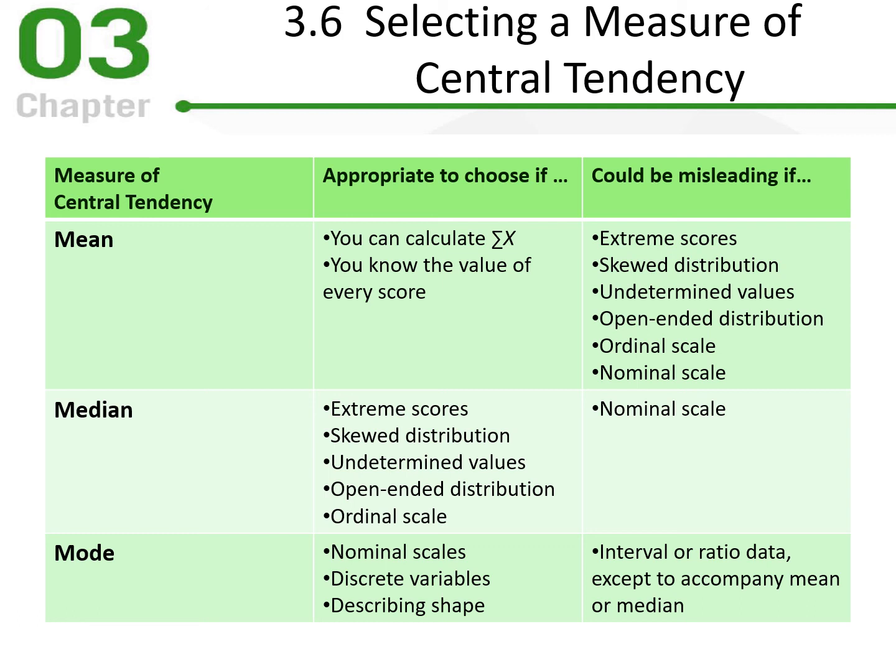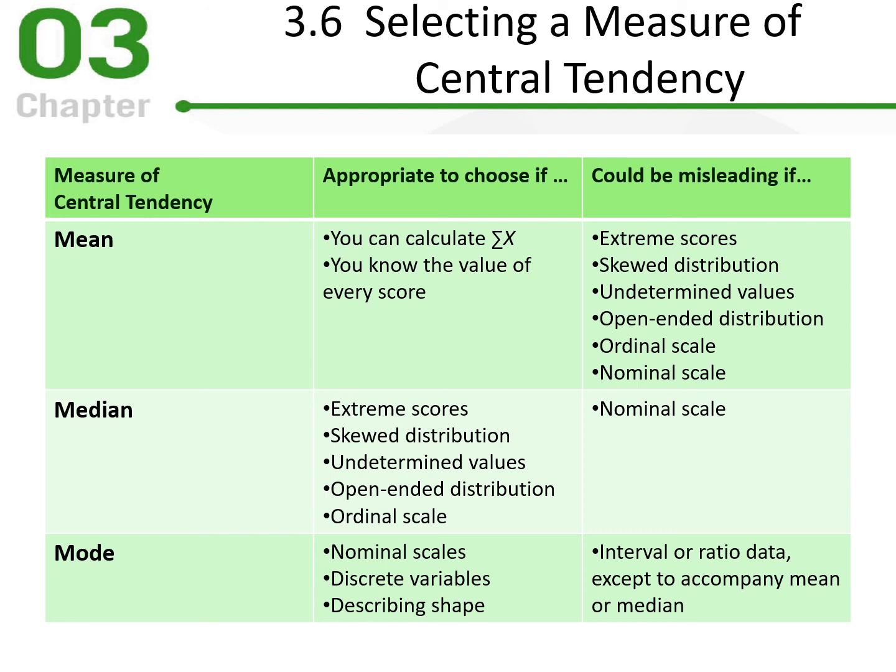For the median, if you have skewed distributions, use the median. If it's very skewed. If it's only slightly skewed, you could probably use the mean. But if it's very skewed, use the median. With nominal data, don't use the mean or the median, obviously. With the mode, this is perfect for nominal data. This is perfect for discrete variables, which is basically nominal level data, categorical variables.